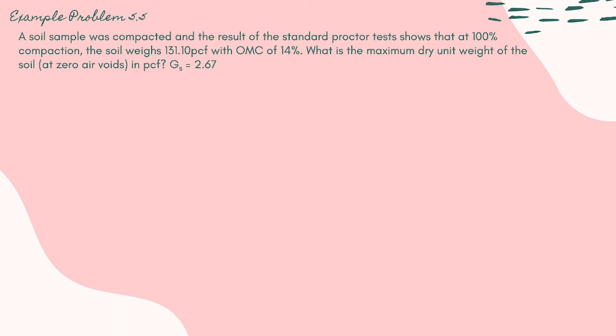For the next example problem, a soil sample was compacted and the result of the standard Proctor test shows that at 100% compaction, the soil weighs 131.10 pounds per cubic foot with the optimum moisture content of 14%. What is the maximum dry unit weight of the soil at 0 air voids in pounds per cubic foot? The specific gravity of the soil grains is equal to 2.67.